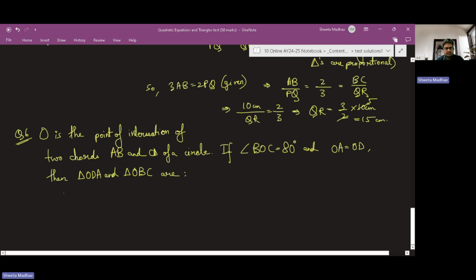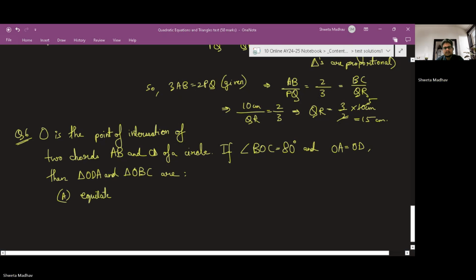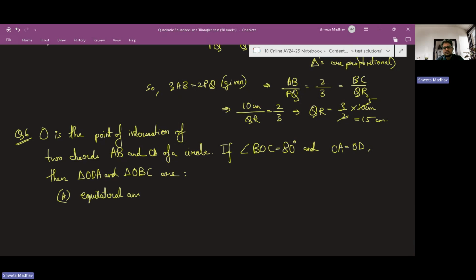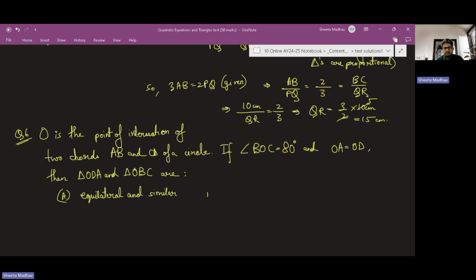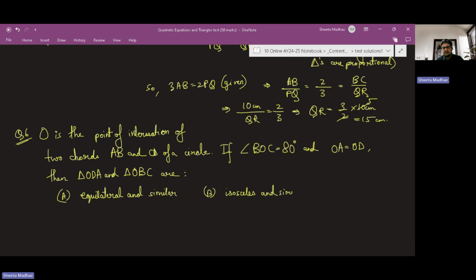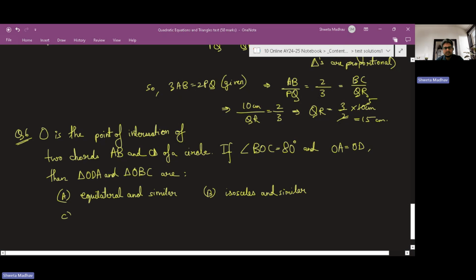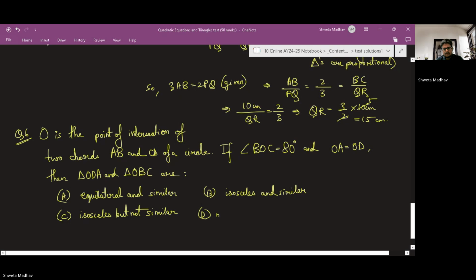The options are: option A is equilateral and similar. Option B is isosceles and similar. Option C is isosceles but not similar. And D is not similar.